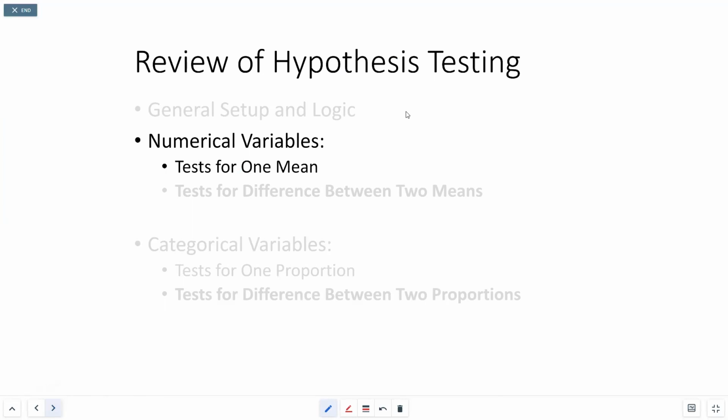All right, so that was sort of the general setup and logic. And I'm going to continue to talk about tests for one mean. We did one example already, which was a rare example where we knew what the population standard deviation, or sigma, was. That is very rare, very unlikely. So we're going to continue with tests for one mean in a more realistic scenario. Then we're going to learn about the difference between two means, which is much more common. And then we're going to switch over to categorical variables and talk about tests for one proportion, and then the test for a difference between two proportions. These last two are going to be more useful to us in the real world and also in our class project when we're trying to help Catherine Hill with her questions.